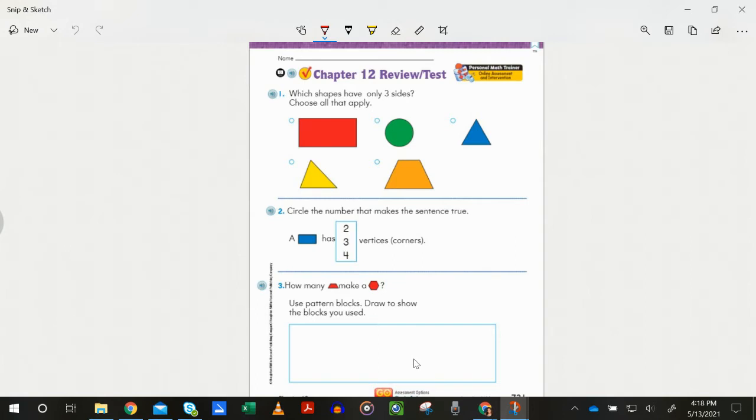Okay. Number 2, circle the number that makes the sentence true. A rectangle has blank vertices or corners. 2, 3, or 4. Circle the number that tells how many vertices or corners a rectangle has.